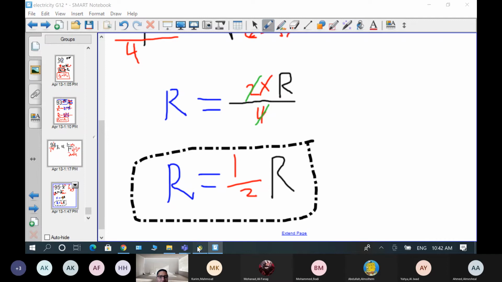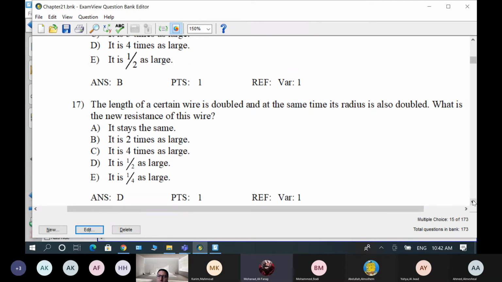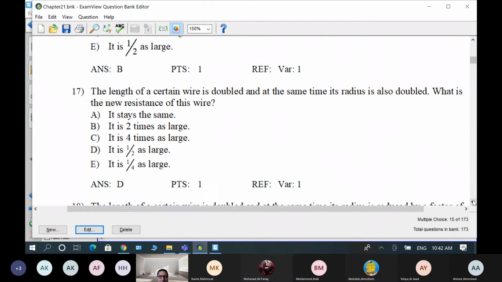So go back to the answer. He's asking what is the new resistance of the wire. The new resistance, the one in blue, equals half of the original one. It is half as large. His answer is D. That was your answer, Muhammad? Yes. So the answer is what? Answer is D.